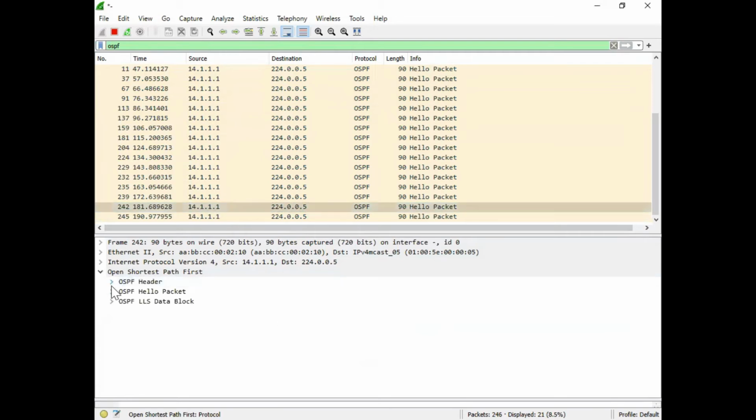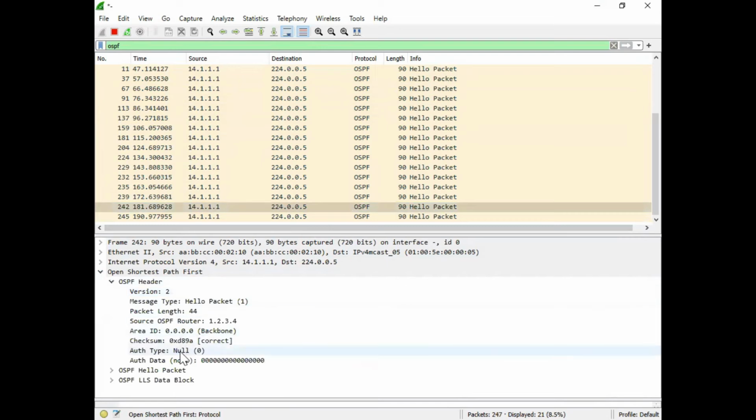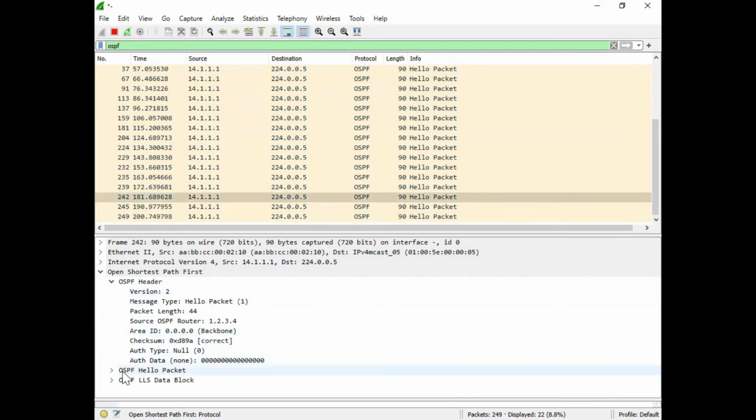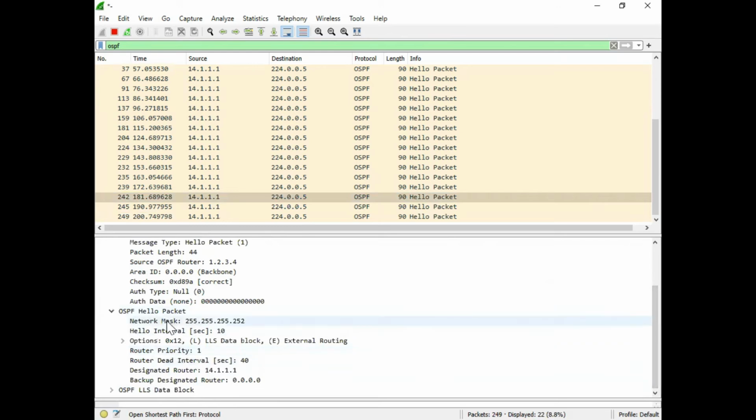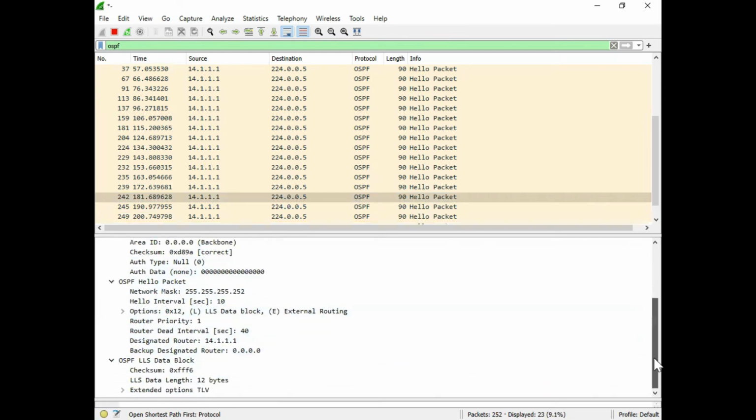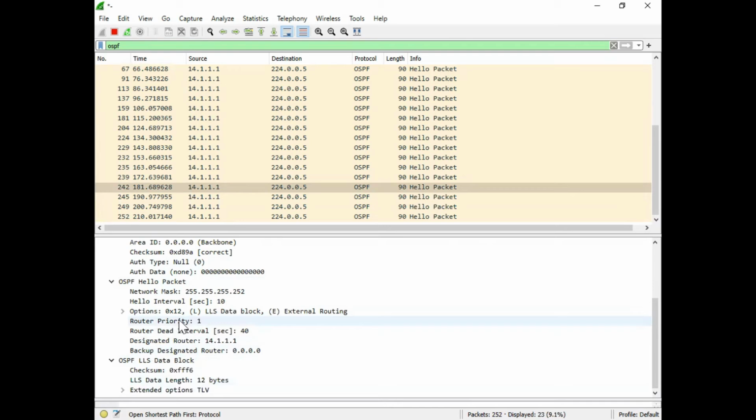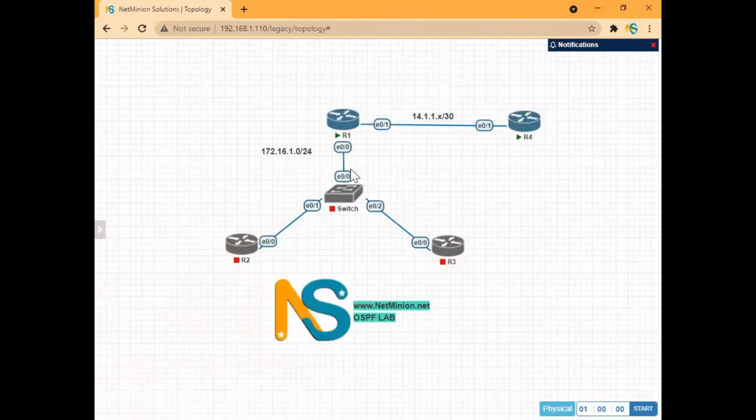If you open this packet, there are a lot of things in the headers which we are going to talk about. There are a lot of things in the hello packet which we will talk about again. We need to learn about these things in a very detailed manner. Don't worry, when OSPF comes into the picture, we will talk about these things later on. But currently, I am just giving you a high-level overview of how your routers are communicating with each other.